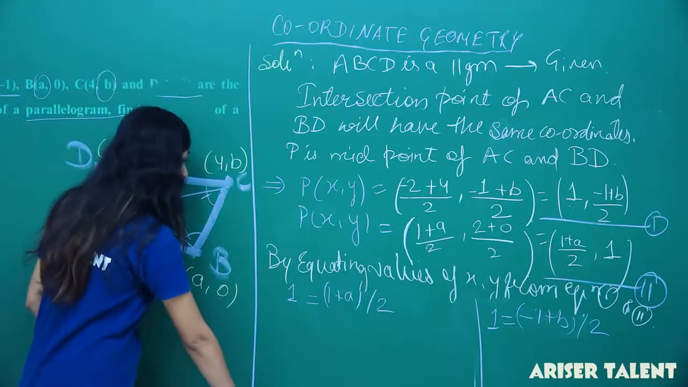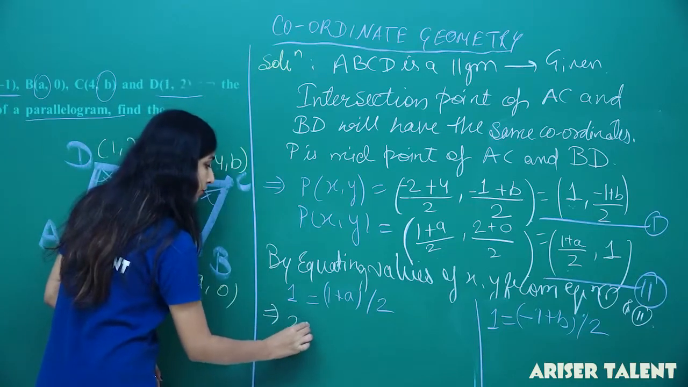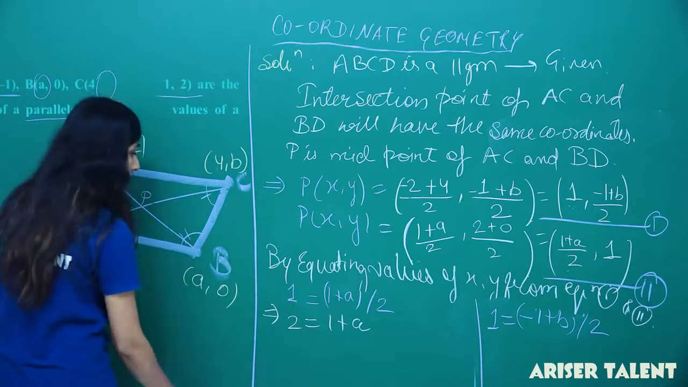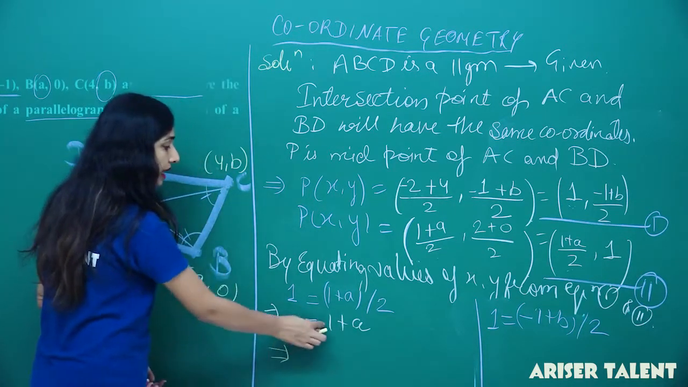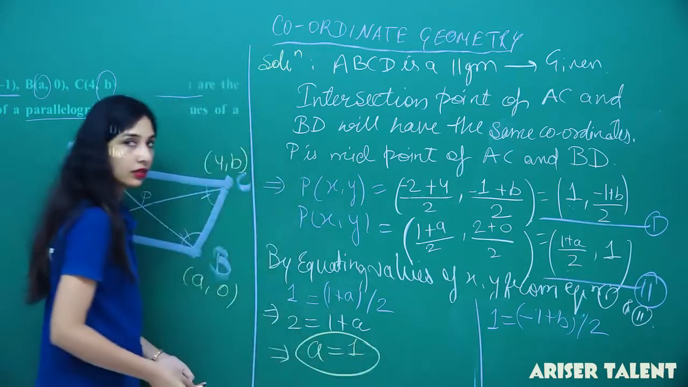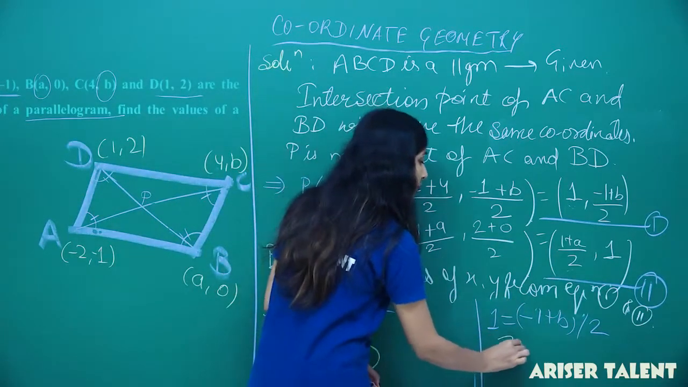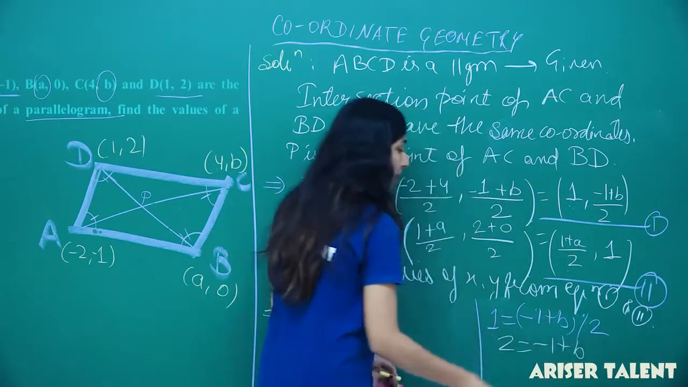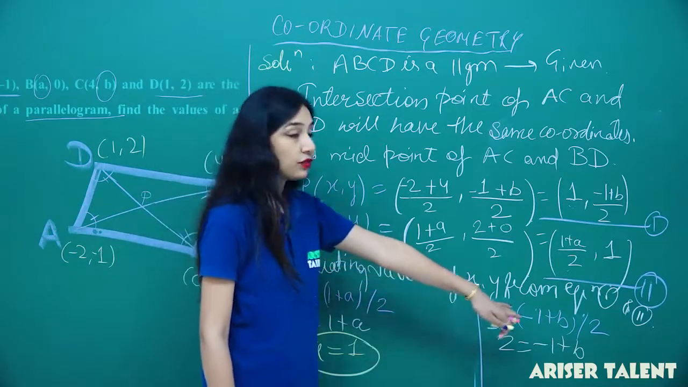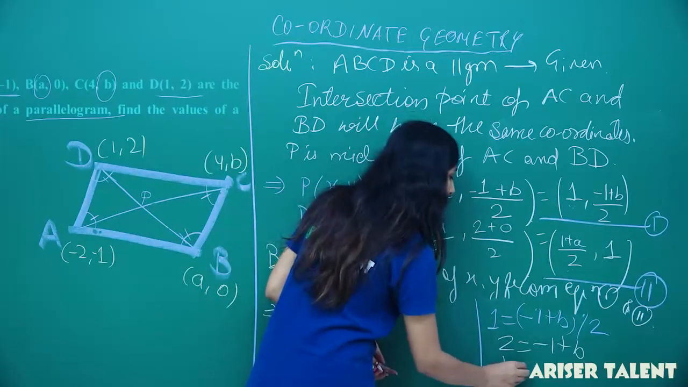Right. Now if I solve this, 2 multiplied by 1 is 2. So that will be 2 equals 1 plus a. This implies that a will be 2 minus 1. 2 minus 1 is what? 1. a equals 1. Right? Now if a equals 1, that will be 2 here. So 2 equals minus 1 plus b. The 1 will come here, so it will be positive. Now 2 plus 1 is 3. So b equals 3.